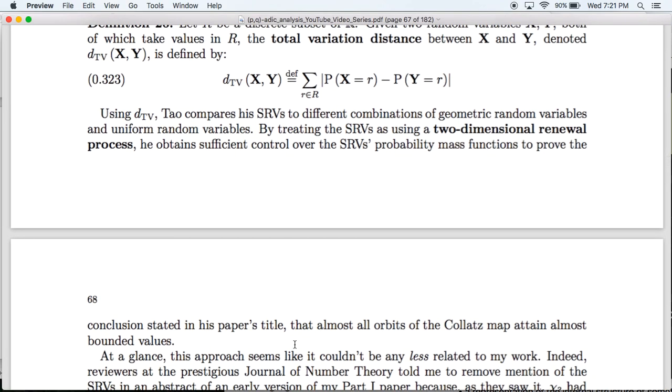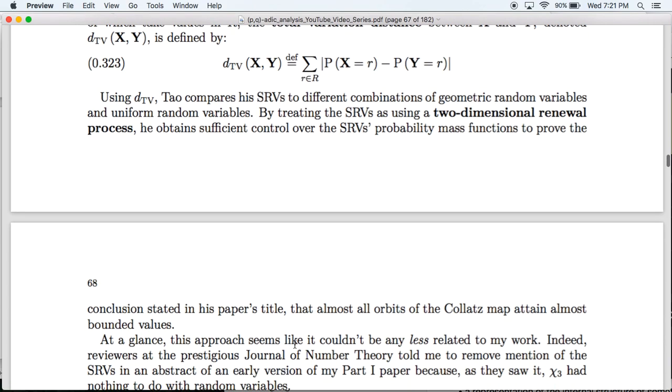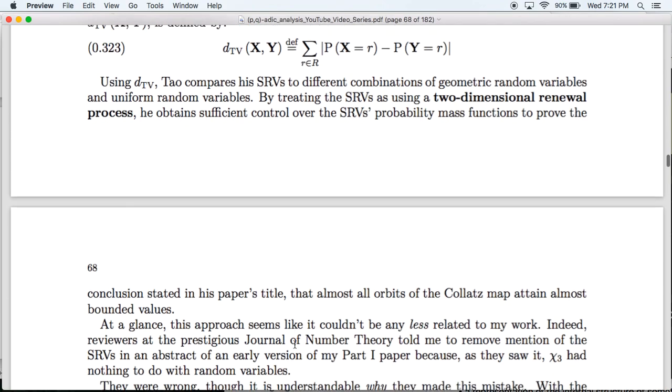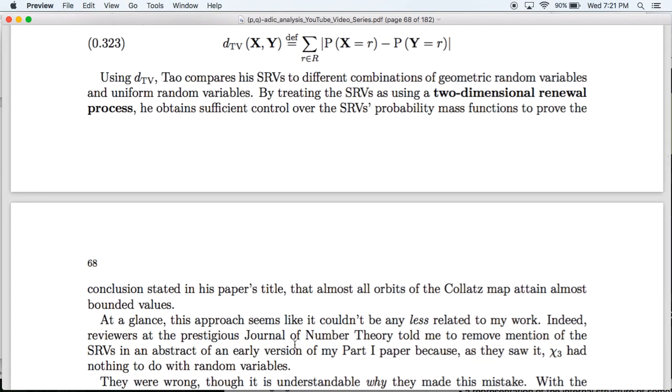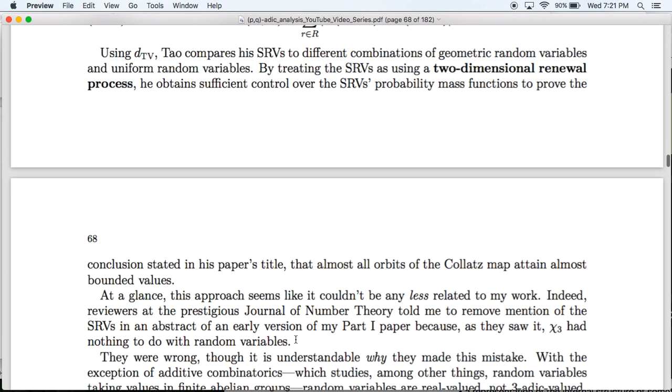Now, at a glance, again, as I said, this looks like it couldn't be less related to my work. It seems impossibly far removed. Indeed, reviewers at the prestigious Journal of Number Theory told me to remove my mention of the Syracuse random variables in an abstract of an early version of my Part 1 paper because, as they saw it, chi3 had nothing to do with random variables. Obviously, they were wrong, but it's completely understandable why they made this mistake.